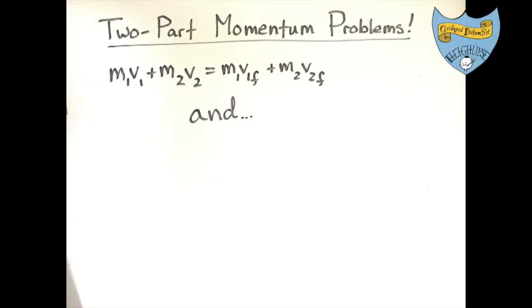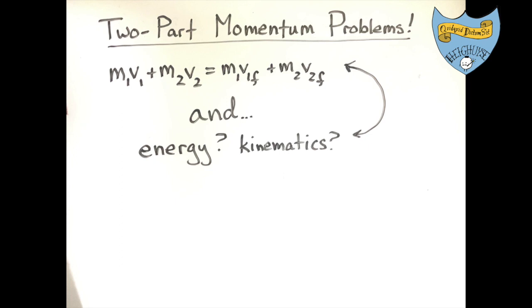Hey guys, in this video we're going to learn about two-part momentum problems. That is, problems that use conservation of momentum and something else, like, for example, energy or kinematics. The order in which they use these two things can flip around, right? There is some amount of variation. Sometimes you'll maybe start with the energy and then proceed to use momentum. Or maybe you'll start with momentum and then go on and use something like energy or kinematics. It just depends on the question.